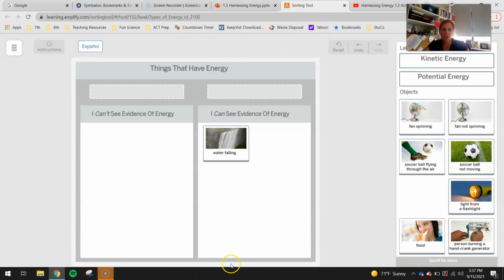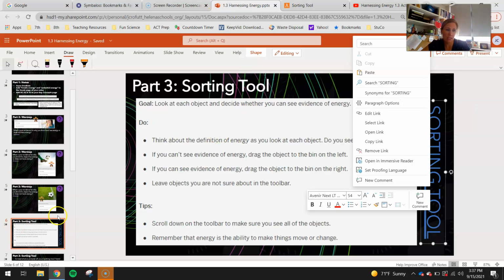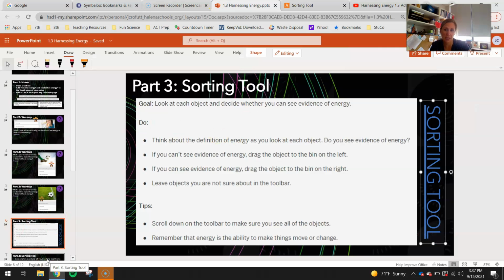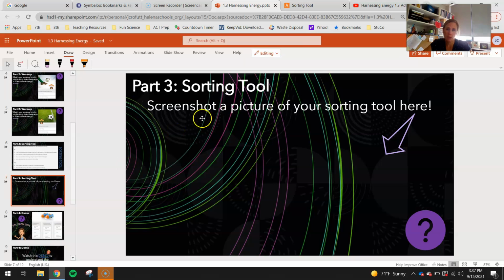Remember that to take a screenshot on a Chromebook, you hold the Control and the Shift button down at the same time and then press that little key above your 6. Okay, that'll screenshot, you hit capture, and then all you have to do is paste this right into slide 7 where it says, screenshot a picture of your tool here. Notice the question mark. So hit Control V and paste it there.